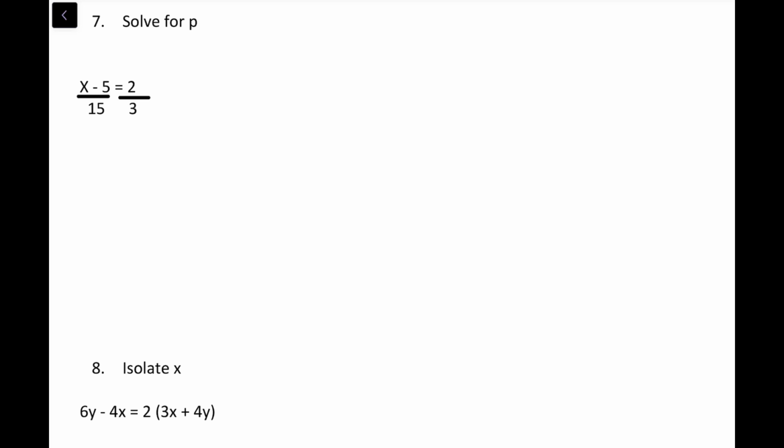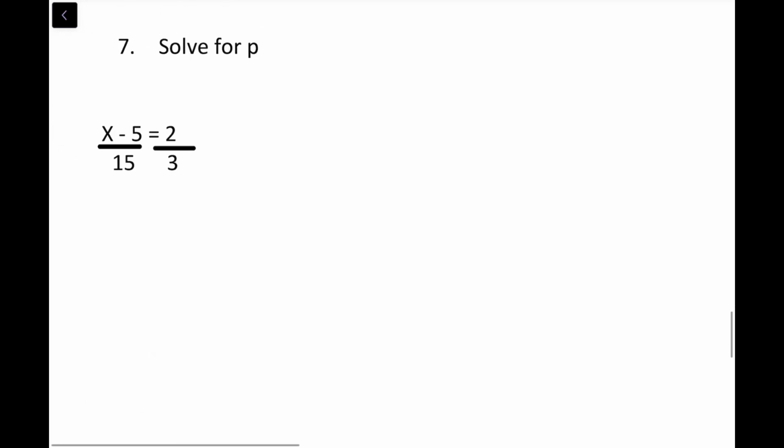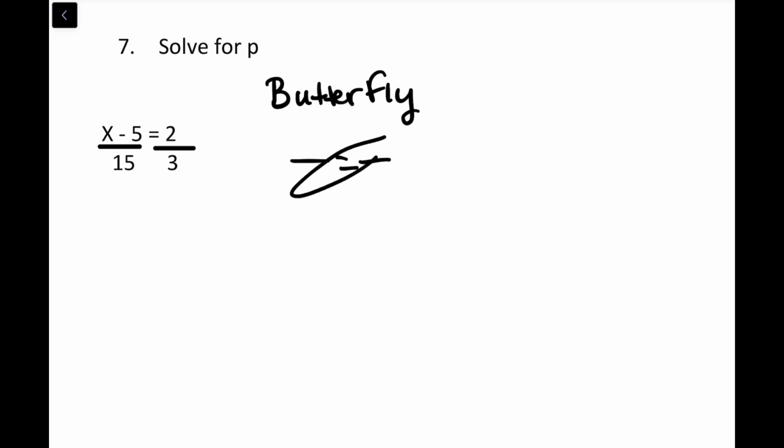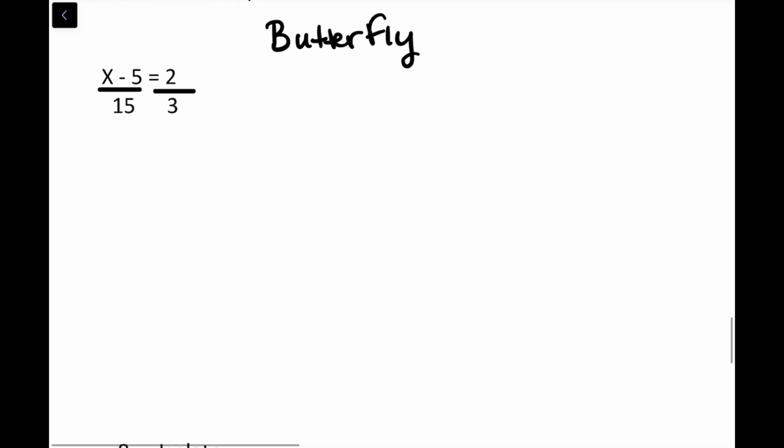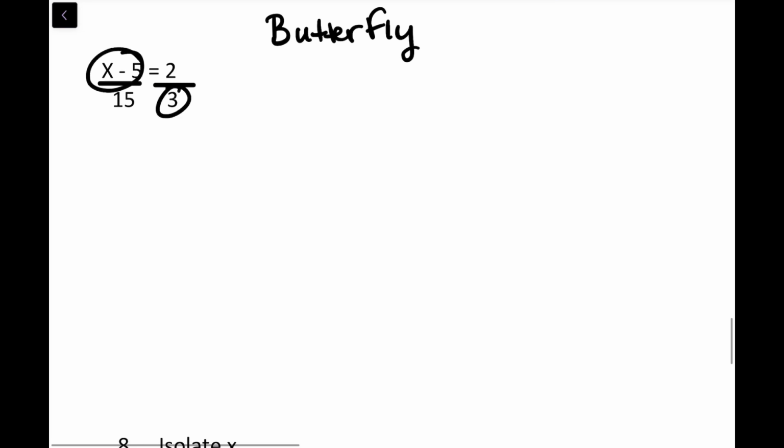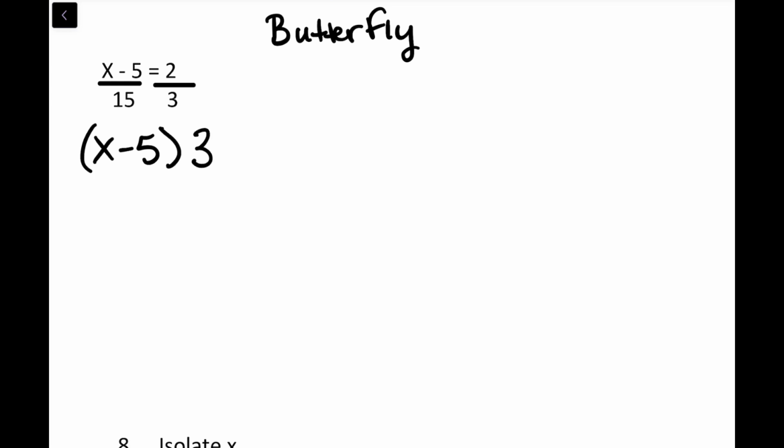So there's a couple ways I can do this. One way that always is going to work is going to be butterfly. So let's do butterfly first. That means I'm just going to multiply the opposites by each other and set them equal to each other. So I'm going to multiply x minus 5 times 3, and I'm going to set it equal to 2 times 15.